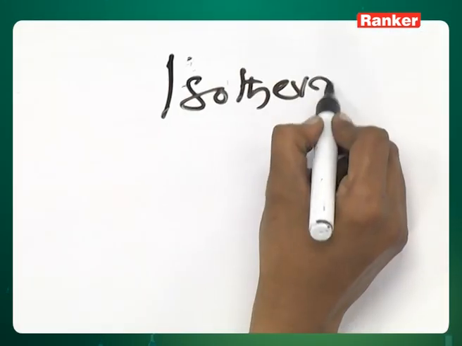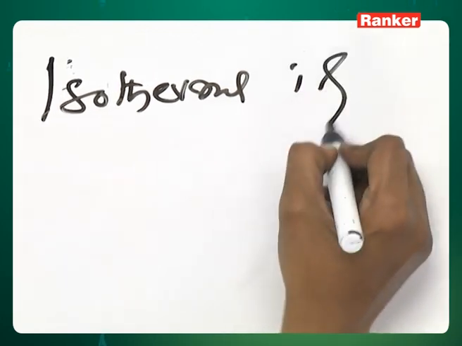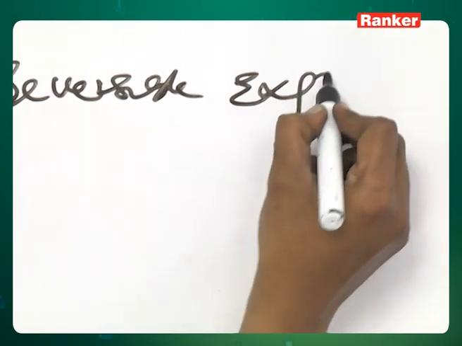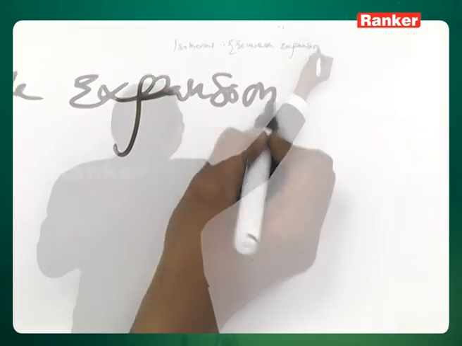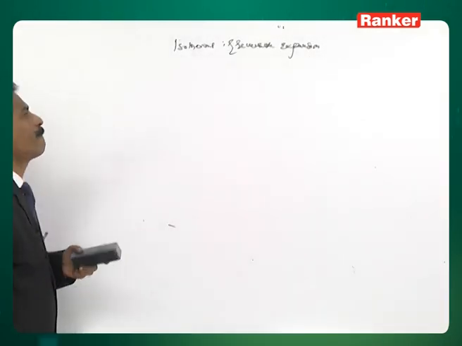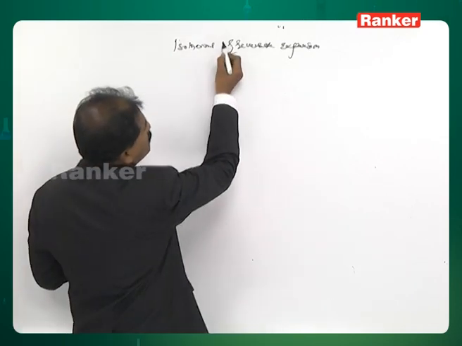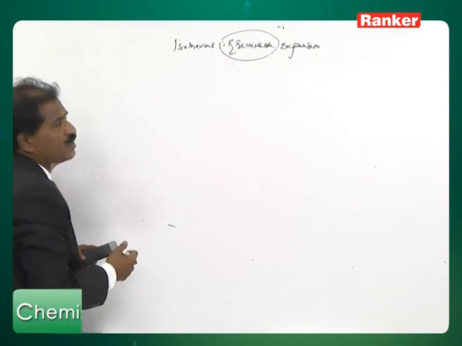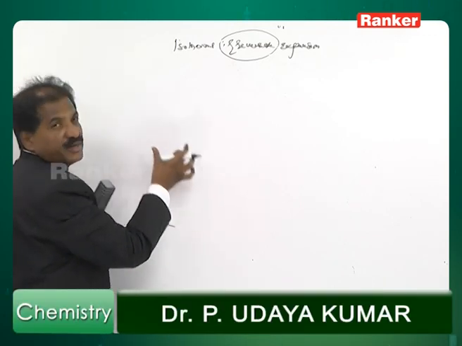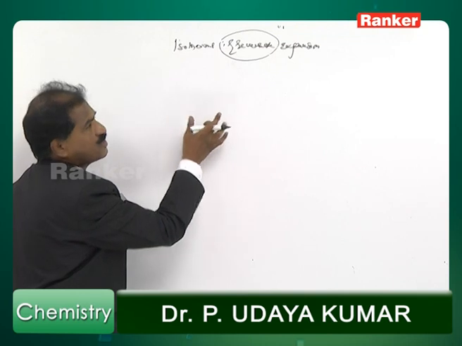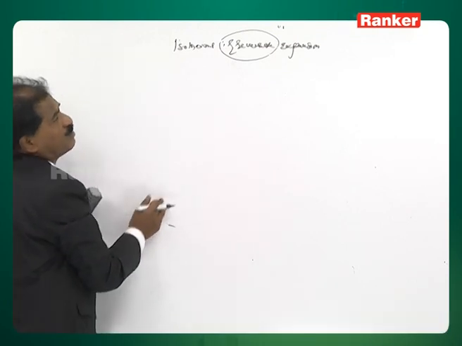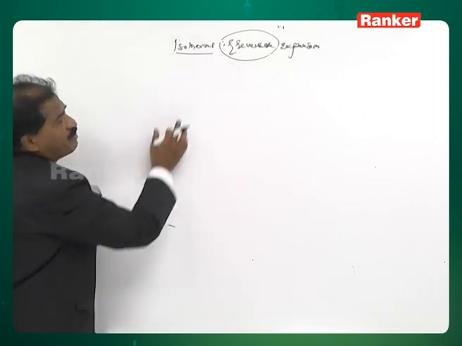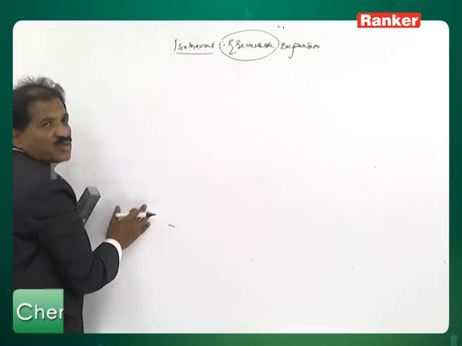Isothermal irreversible expansion. Irreversible process means any process which continuously takes place without the need of maintenance of equilibrium between the system and surroundings. Next, isothermal means when a process is taking place, if temperature is maintained constant, that is called isothermal.